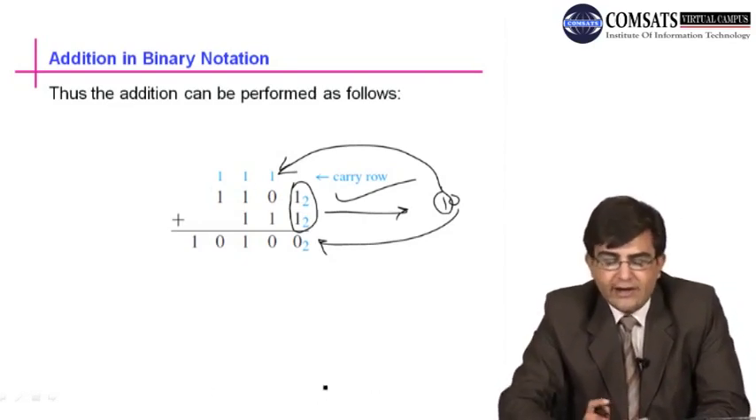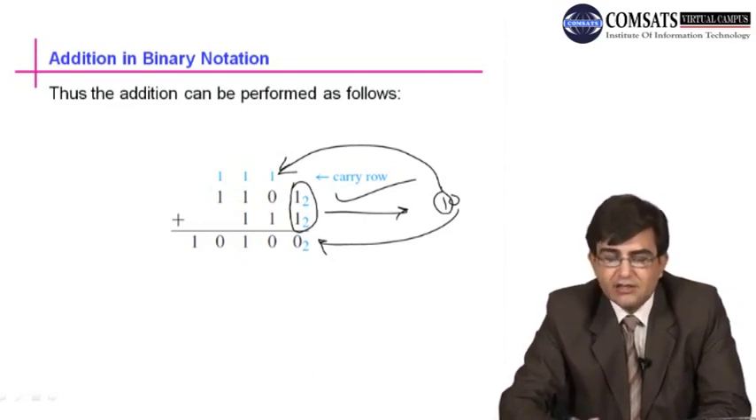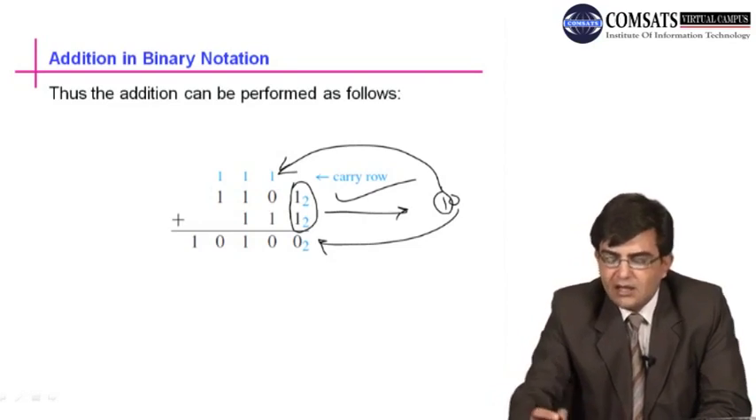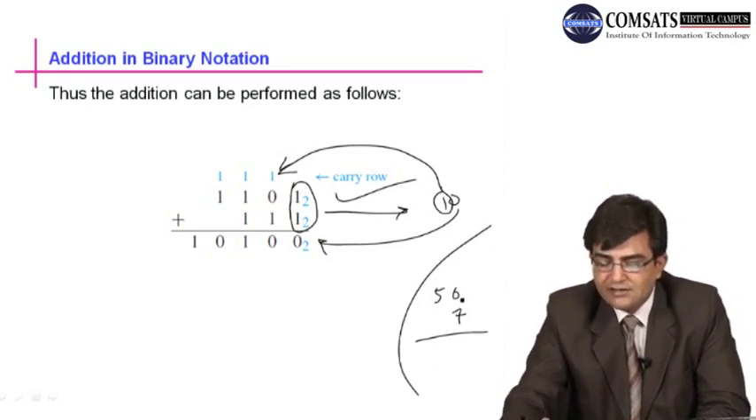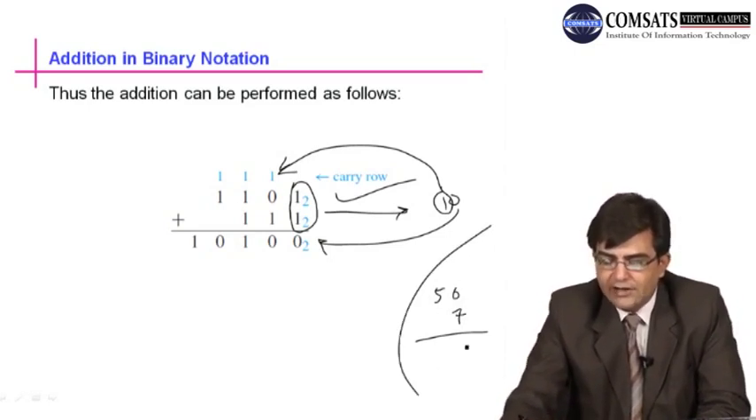Just like we add numbers in decimal representation. If we add up 5 plus 5, 6 plus 7, in simple decimal representation we have 6 and 7, 13. So we write 3 here, we send carry 1 here. Then we add up this number, 5 plus 1 is 6. So this was basically the addition in decimal numbers.